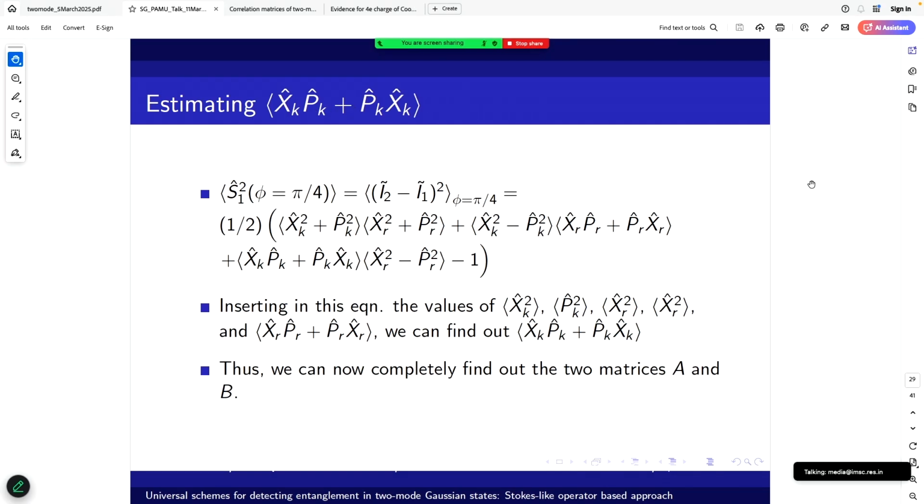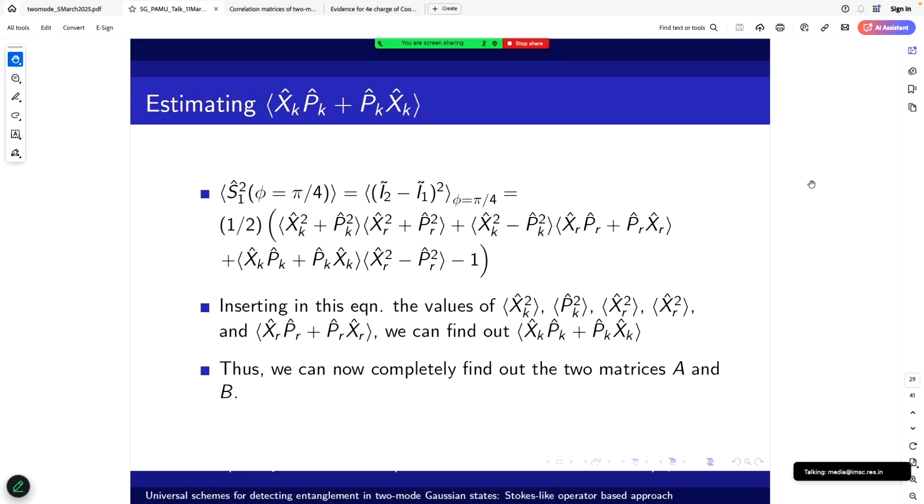And now, this also you will have to calculate, because for the single mode, the cross term is there. Okay. So, you can calculate this thing. Here I have chosen phi equal to pi by 4 just for convenience, and inserting this into the equation, you can insert these values and find out this x_k p_k plus p_k x_k.